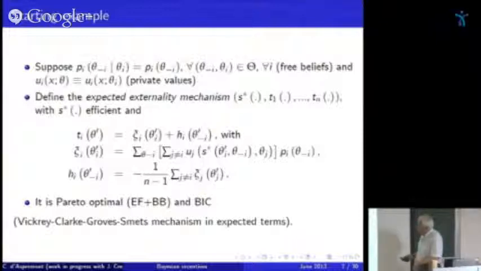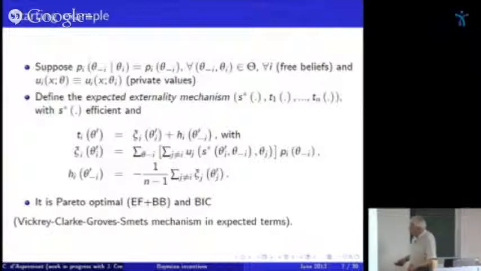So you assume that the probabilities are independent, or what is sometimes called freeness. In other words, the conditional probability is the same for every theta I. And we assume also private values. So this is a very simple case where we have independent probabilities and private values, and we take the public decision rule to be efficient. These are the three main ingredients.